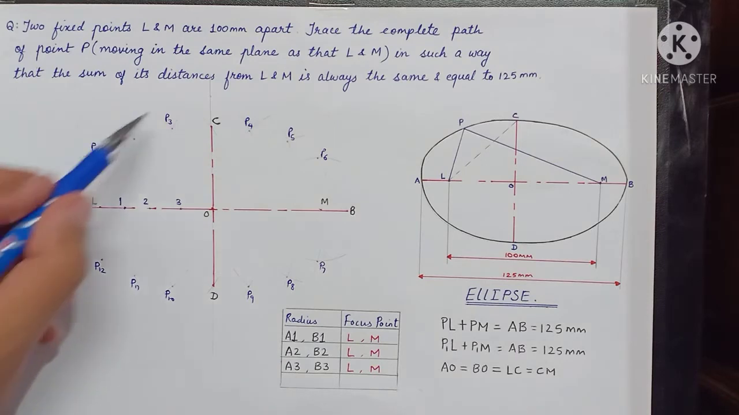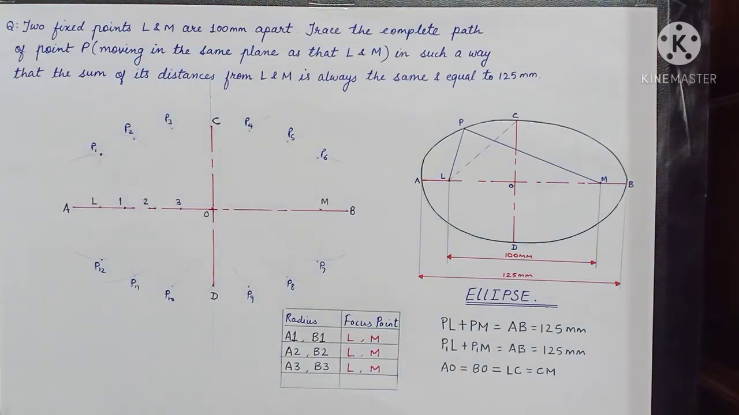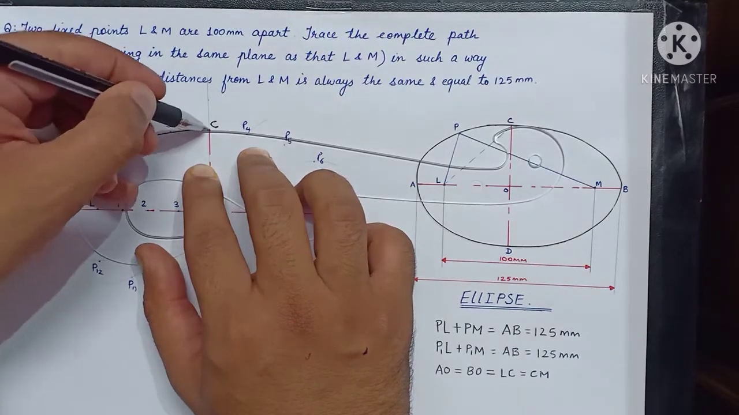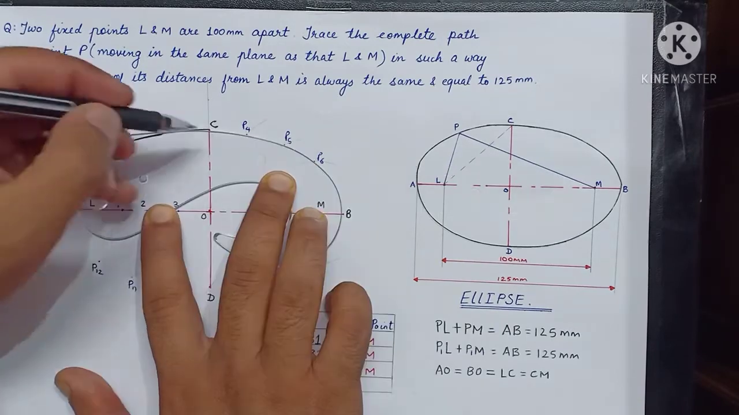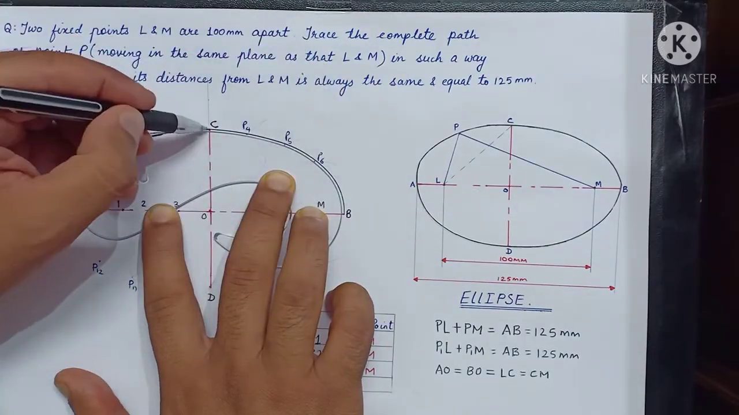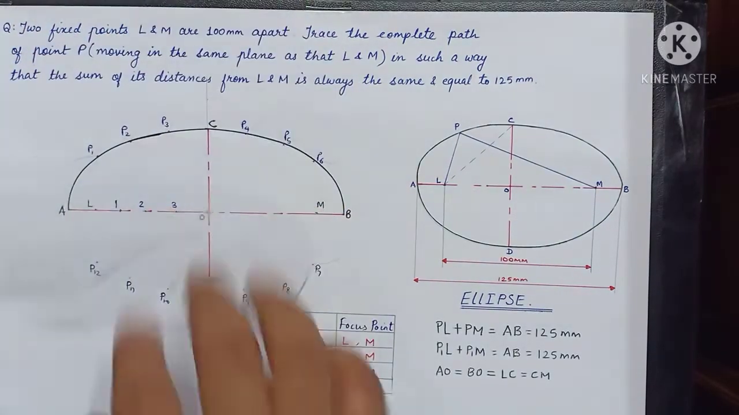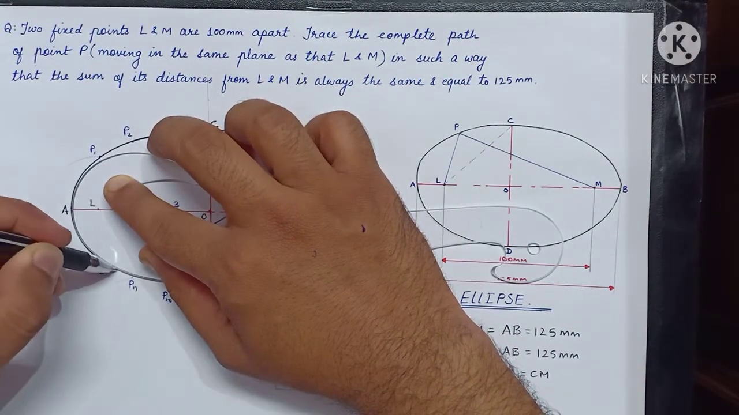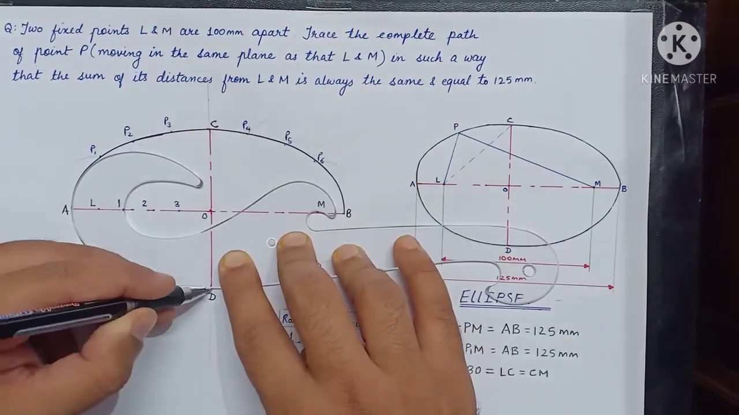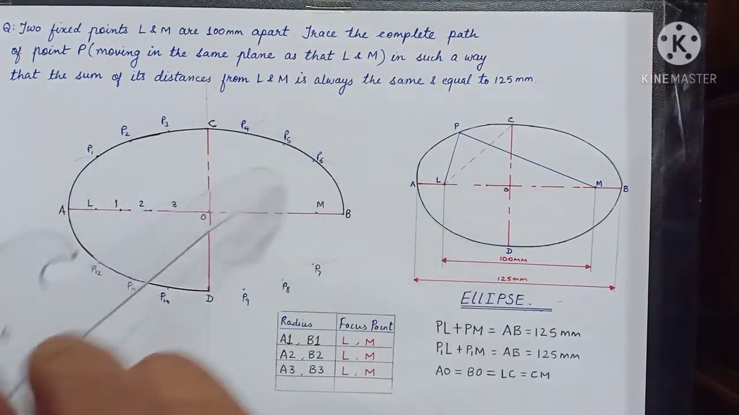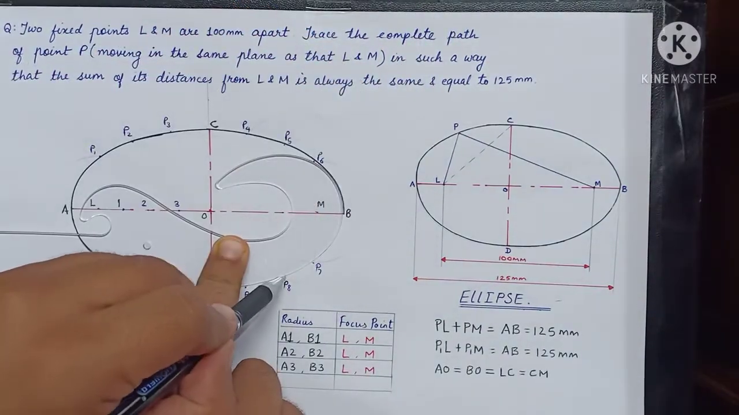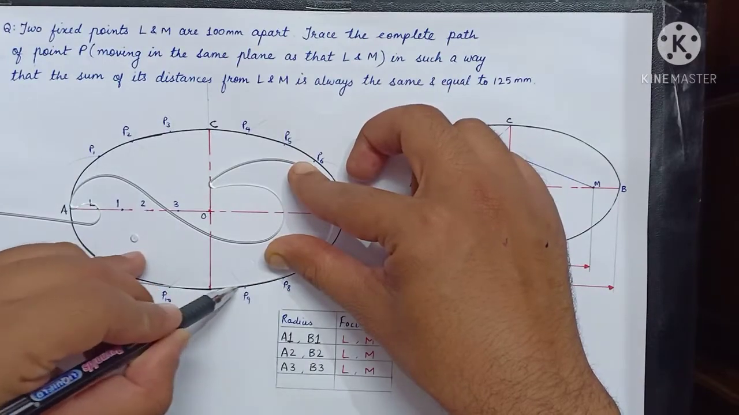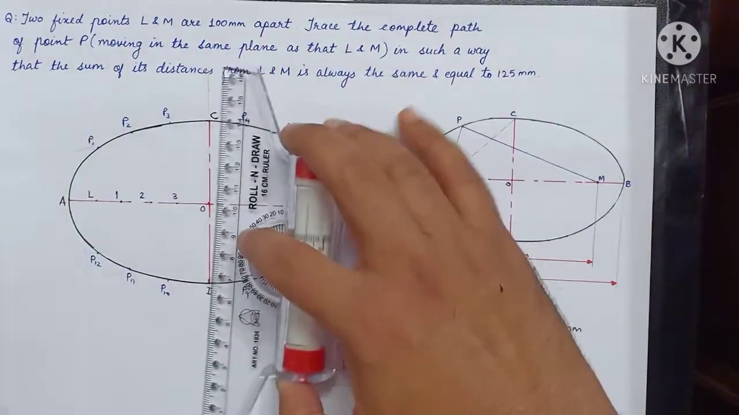Now connecting all the points together, we will complete an ellipse. Try to connect minimum 3 points at a time. Giving dimensions.